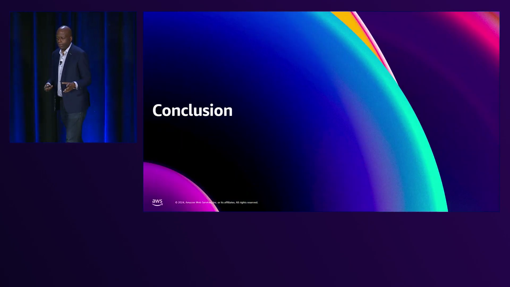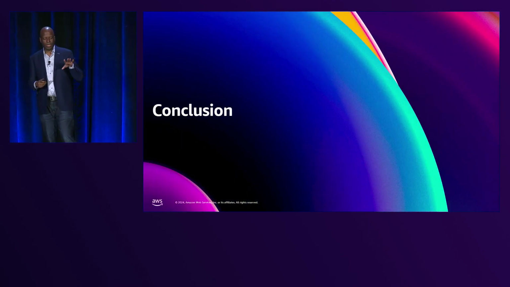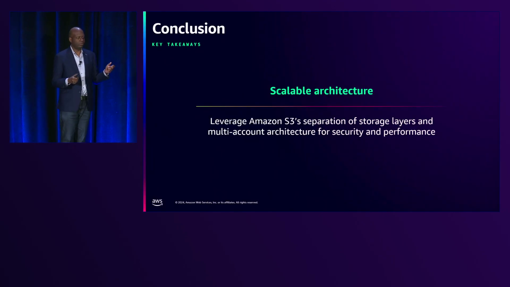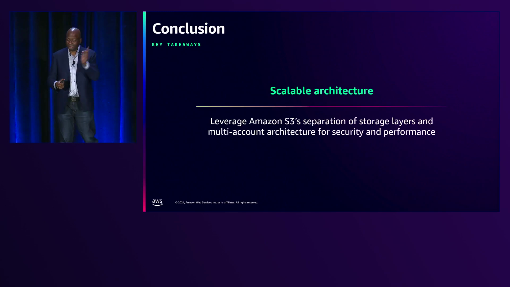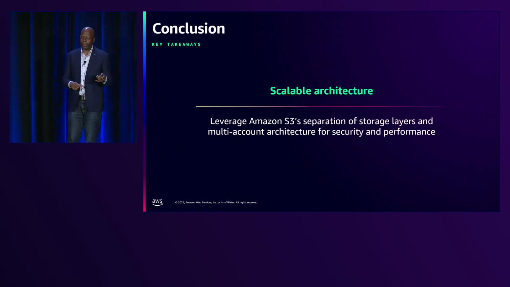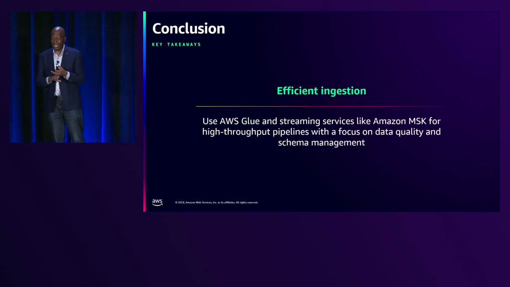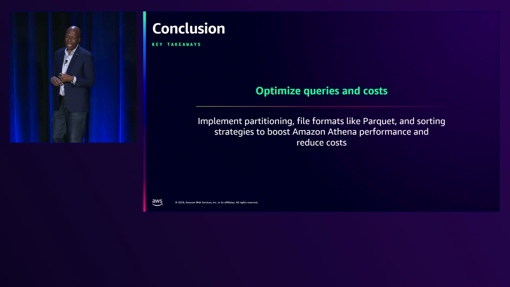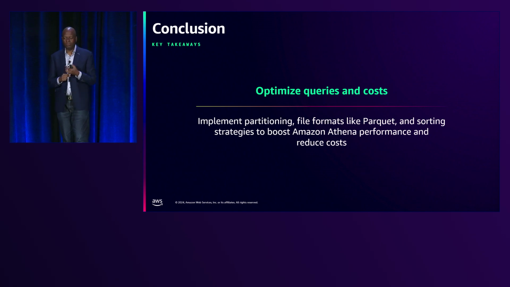So we covered 6 phases, and I really want to just go over these. With Forever e-commerce, they used these ideas to actually grow and mature their data lake. So what are the takeaways from this talk? The first one is that establishing a scalable architecture using S3 as a foundation is a good start. The second is that we want to implement data ingestion efficiently with services like Glue and streaming solutions. The next one is optimizing query performance and cost through partitioning, file formats, and sorting strategies.